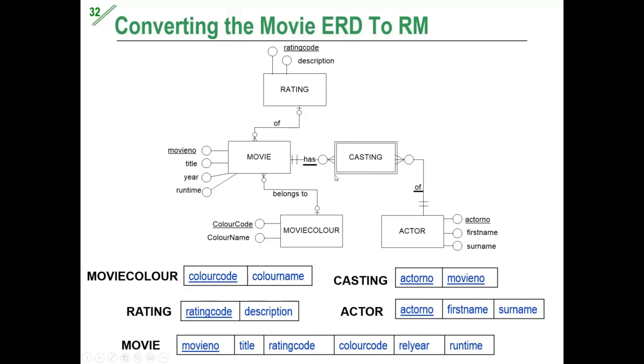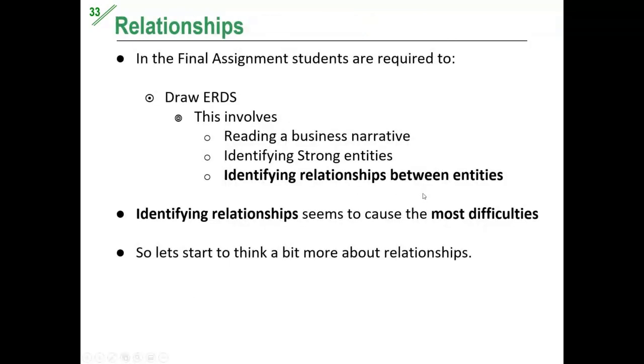It's not so easy sometimes, but practice will make it. You need to have practice. When you practice, then you can easily identify. So I'll give you a brief business narrative. I will ask you to identify strong and weak entities, specify the relationships, and then construct the relational schema. This is your final test.